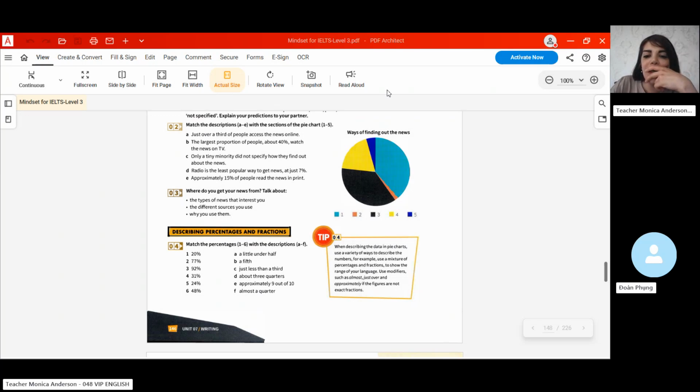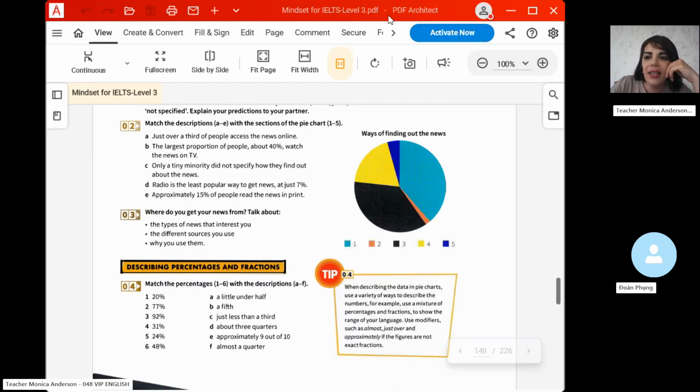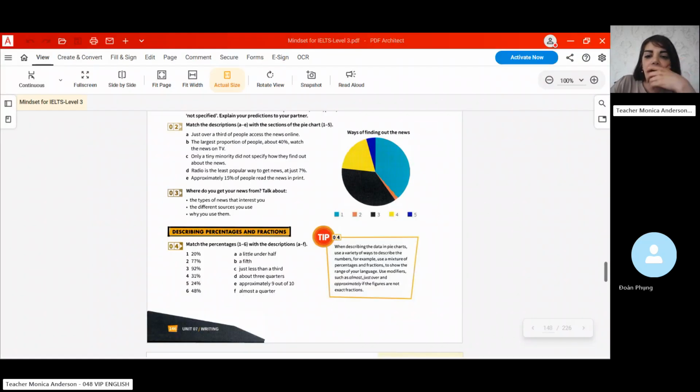20%. Yeah. No, I think that's A. I match with 6. Okay, 20% is... No, A. A 6 is a little under. You mean a little under half? Okay. Yeah, of course. Very good. And the next one, a fifth.